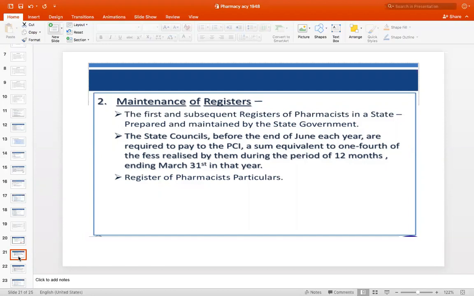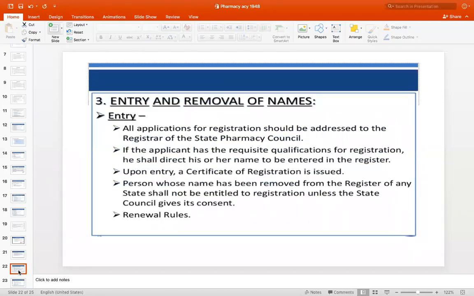Register of pharmacist particulars. So as I told you, new pharmacists are added, or some should be deleted, or any actions are there, anything withheld should be maintained in the register. Entry and removal of names. Just now I said new entries or any removals, or new certificates to be issued. If a person's name is removed, why it is removed, you should write the reasons also. So these are the entry and removal of names.